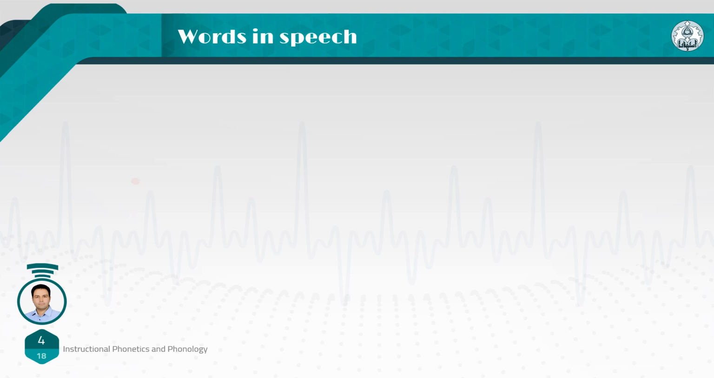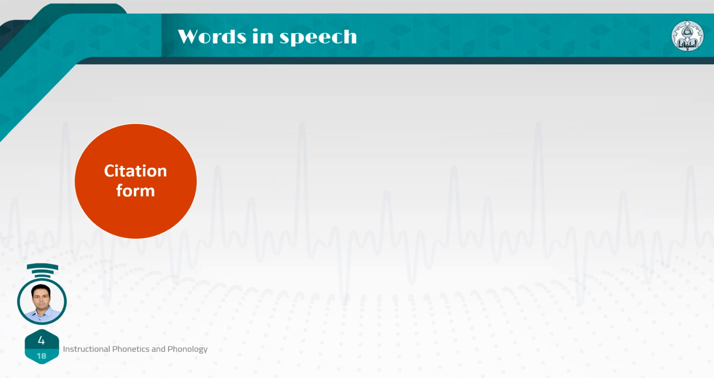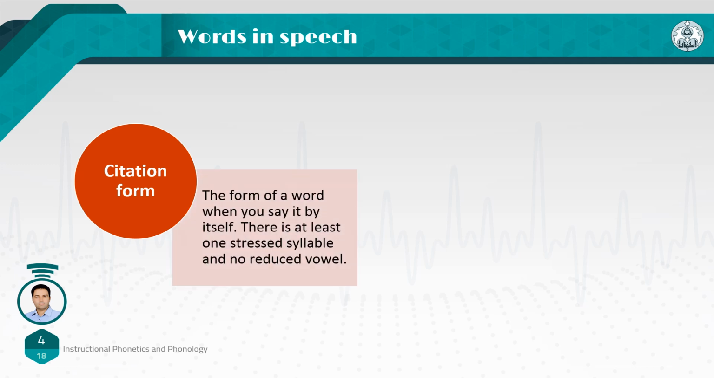If you remember, we said that we work on citation form of speech. That is the form of a word when you say it by itself. There is at least one stressed syllable and no reduced vowel. This is what we did in previous sessions. But now we must look at how pronunciations of individual words compare with what happens in more normal connected speech.